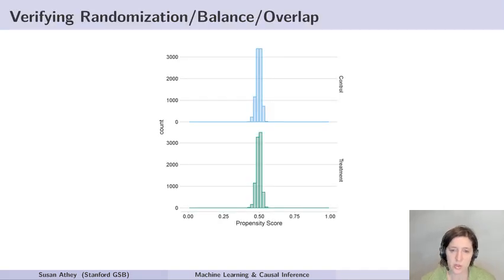The first thing we do is look and make sure in our data that it looks like this really was randomized. So we estimated propensity scores, and with those we can see the distribution of estimated propensity scores in the control group versus the treatment group. We see that the estimated propensity scores are very concentrated around 0.5, and they look similar in the control and the treatment group. That's basically what you would expect if everybody was randomized 50-50.